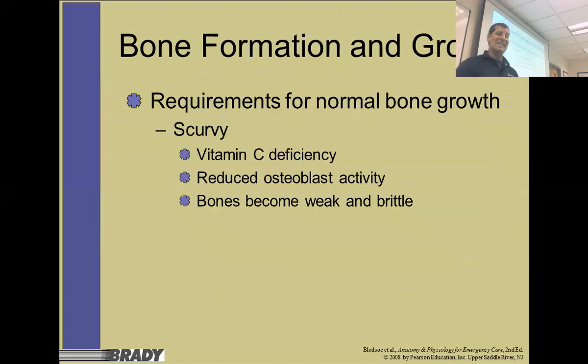Scurvy is the other one. We talk about the old sailors who were away from land and couldn't have fruits, and so they were lacking in vitamin C. And scurvy is another aspect. Basically that reduces the osteoblast activity, so we can't build up new bone. So the bones end up becoming weaker. So scurvy and rickets. Remember, scurvy is vitamin C. Rickets is vitamin D3.